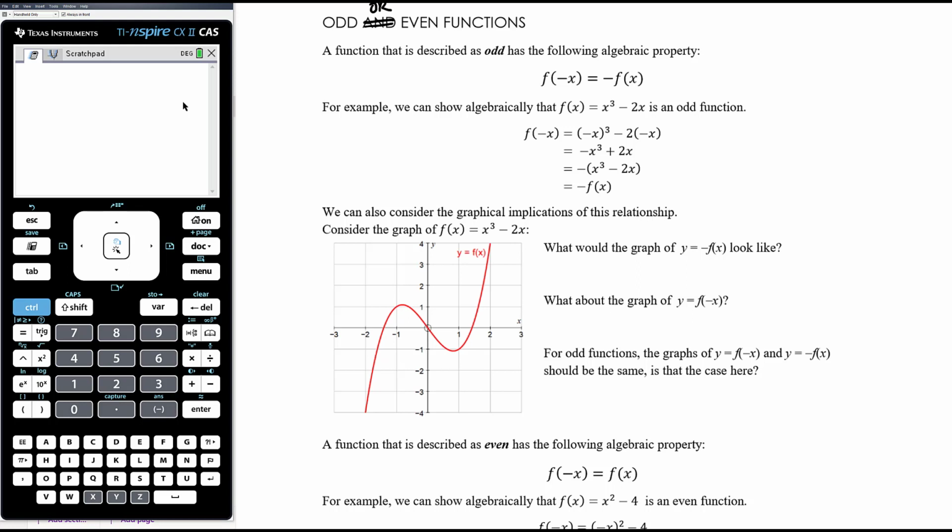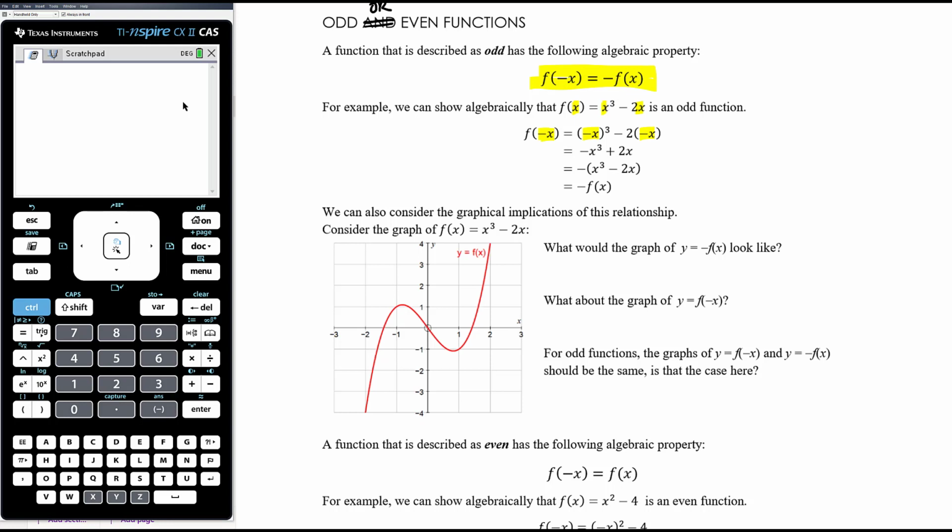So a function that's described as odd has the following algebraic property. f of negative x is equal to negative f of x. So for example, we can show algebraically that f of x equals x cubed minus 2x is an odd function. If we work out what f of negative x is, which means replacing all the x's in f of x with negative x's, and we tidy this up.